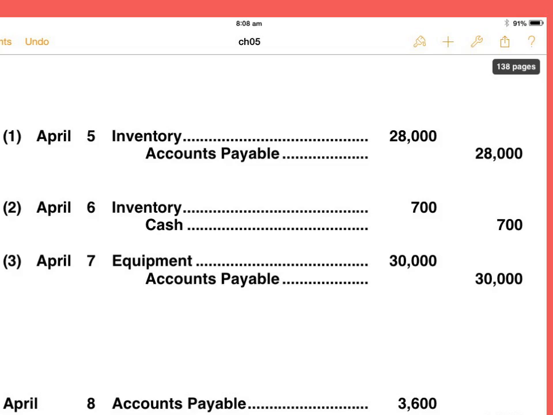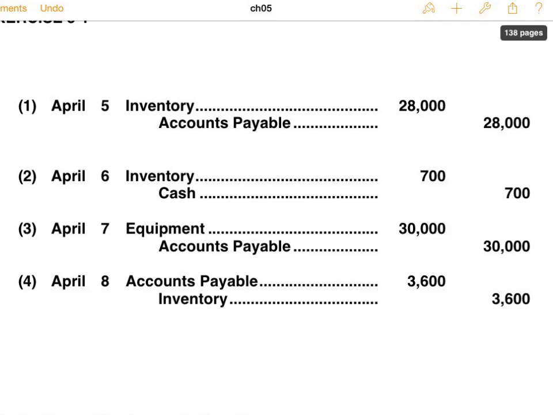On April 8th, I returned some of the merchandise that I purchased on April 5th from Lyman Company, and that merchandise cost $3,600. So on April 5th, I bought inventory, and I owe him accounts payable. Now I'm simply returning that. So I reverse the entry, and that is debit accounts payable, because I no longer owe him that $3,600, and credit inventory, because my inventory has decreased by $3,600.